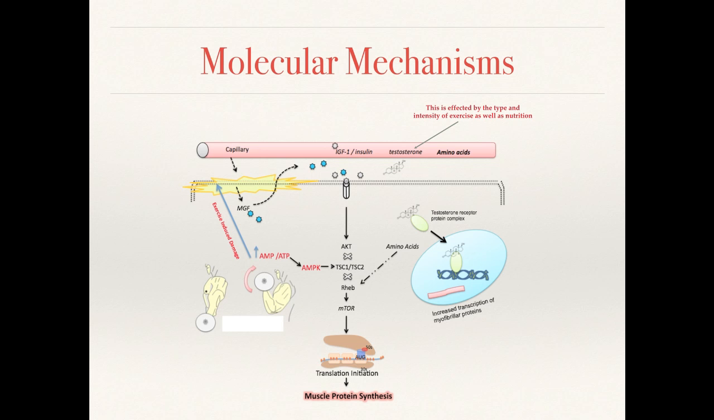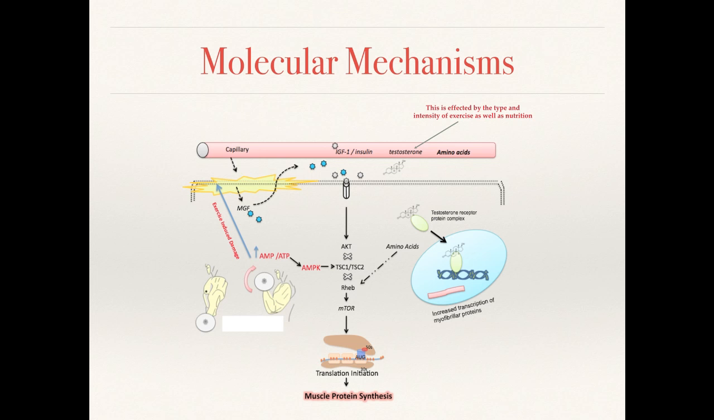However, if you're training super high volume, or if you're doing cardio, for example, you're going to run out of ATP. That's going to increase AMP, which means the cell's low in energy. AMPK, or AMP kinase, is going to sense that your cell's low in energy, and it's going to increase the formation of TSC1 and 2, inhibit Rheb, and now decrease translation initiation.